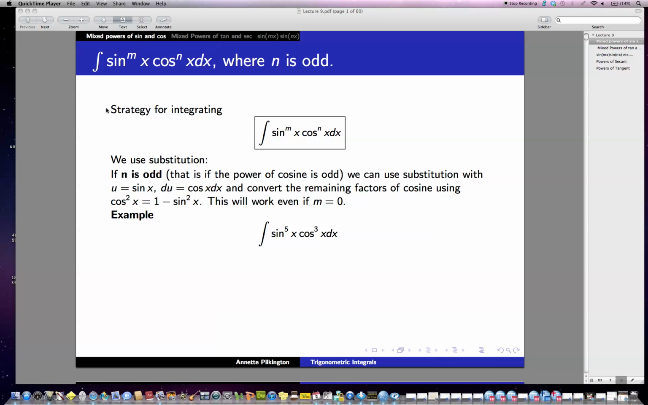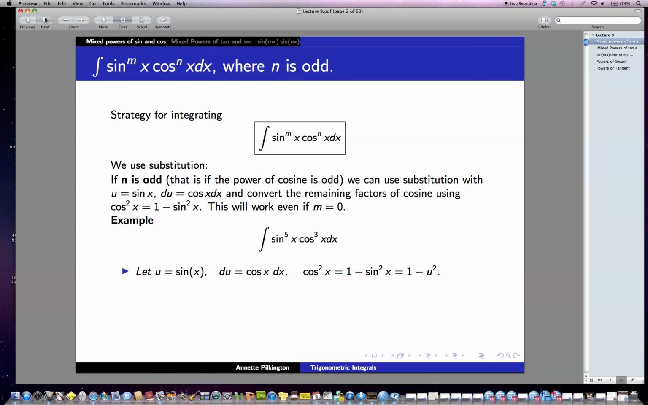If I let u equal sine x, I can use one of the cosines in du, which is cosine x dx, and then the remaining powers of cosine I can break into a product of cosine squares. Cosine squared of x is 1 minus sine squared, which turns out to be 1 minus u squared. So everything converts to something in the new variable u.